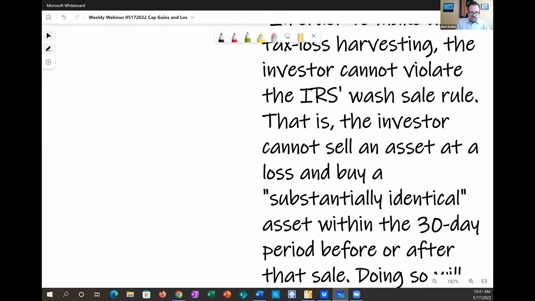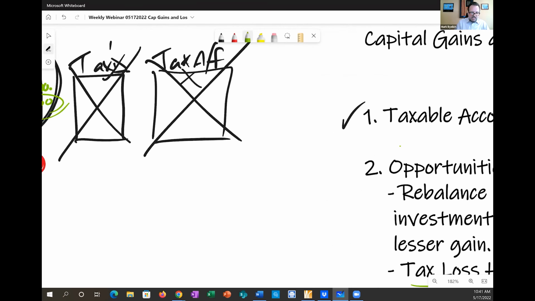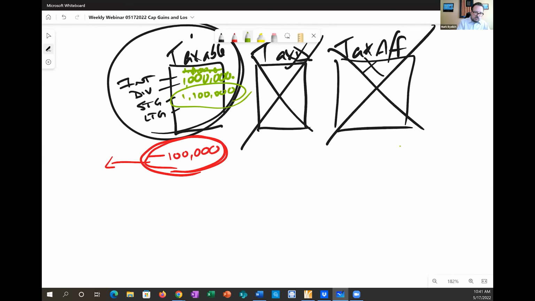But if you can wait those 30 days and buy them back, if that's what you want to do, then you still get to own these positions, and you book those losses, and you can use them against future gains or carry them over at $3,000 a year to write off against your income.